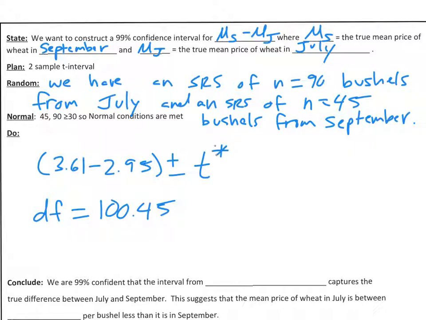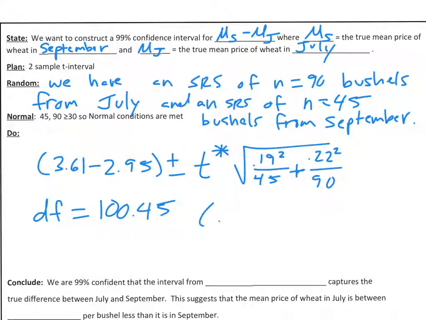And then I would say, just go t star, and here's your values for s: 0.19 squared over 45, plus 0.22 squared over 90. The interval is 0.56388 and 0.75612.